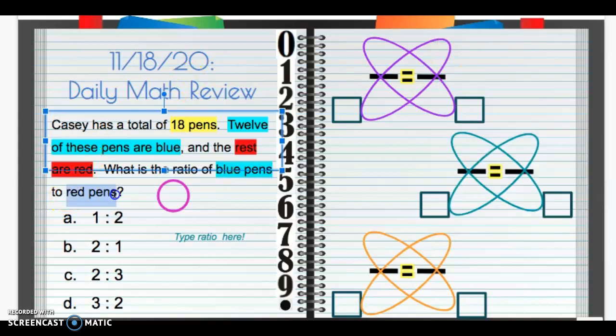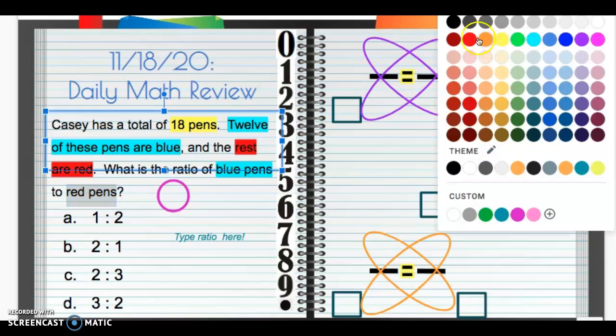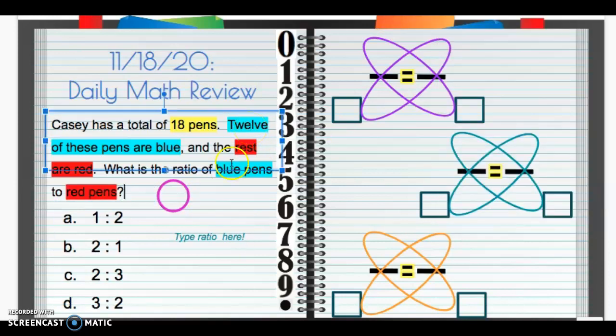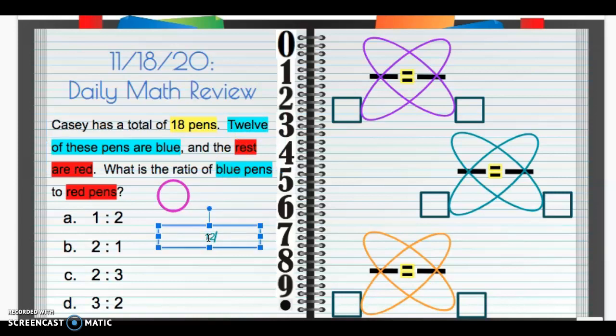to red pens. So if I'm looking for blue to red, how many blue pens do I have? It says 12 are blue, so 12 goes first. 12 to how many red pens? They're saying that the rest of them are red. So if I only have 18 pens in my hand, 12 of them are blue, the rest of them are red. So 12 to how many is red?